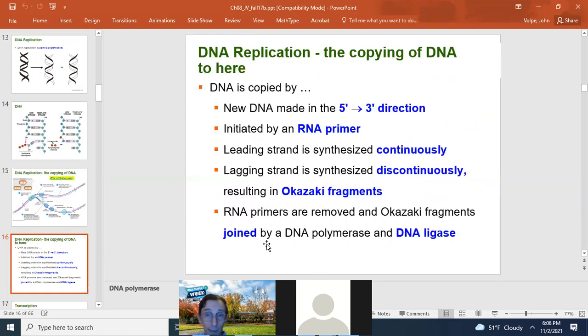So DNA is only made in the 5' to 3' direction. It is started with an RNA primer, and I'm not really going to test you on that. The leading strand is synthesized continuously, the lagging strand discontinuously in Okazaki fragments. And all of the fragments of DNA, including on the leading strand, are joined by DNA ligase.